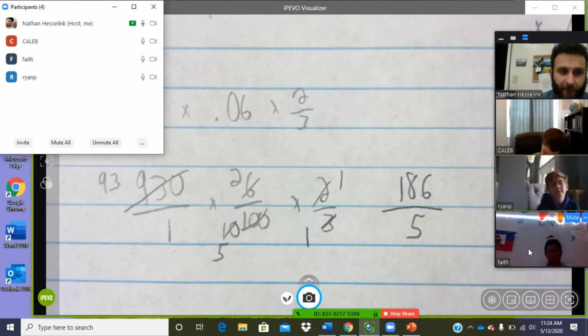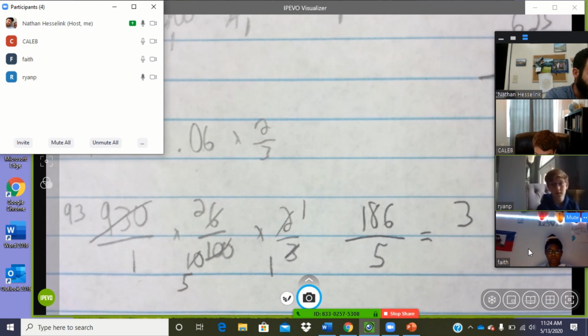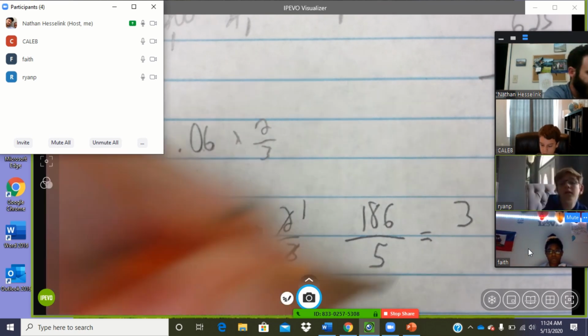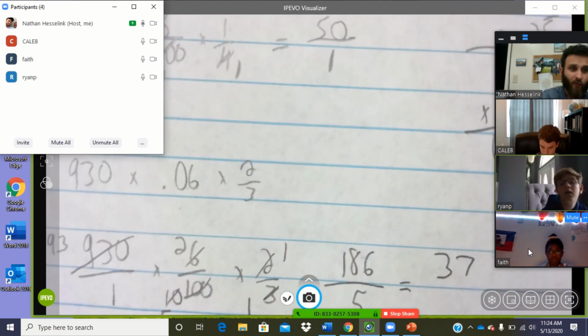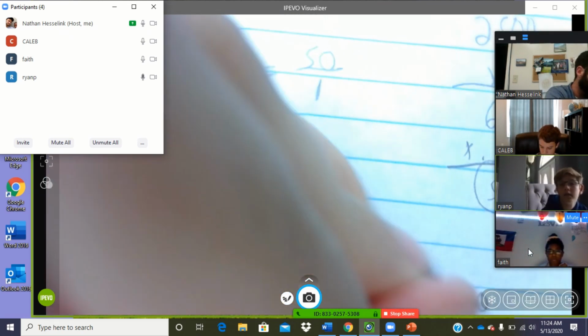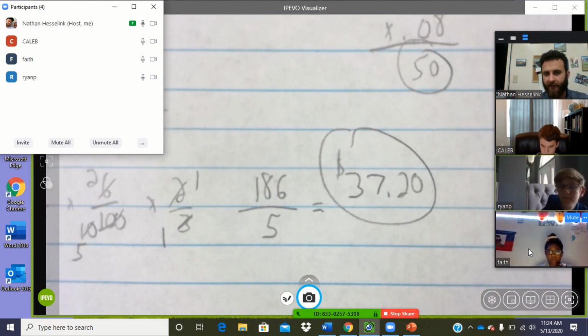As you can see, this is not going to be a whole number answer, right? We get, so 5 into 18 is 3. 5 into 36 is 7. Remainder 1. 1/5 of $1 is 20 cents, right? You should have gotten $37.20.